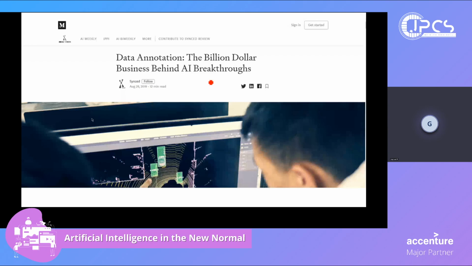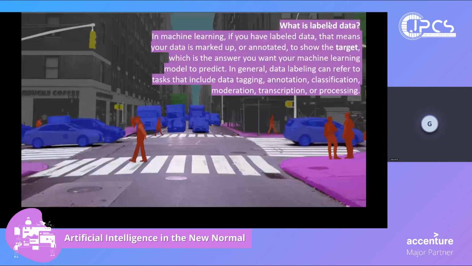You probably ask yourself, what is labeled data? What are we talking about? In machine learning, if you have labeled data, that means your data is marked up or annotated. It's a target that the machine model wants to predict. In general, data labeling can refer to the tasks included in tagging, annotation, and classification of an object.